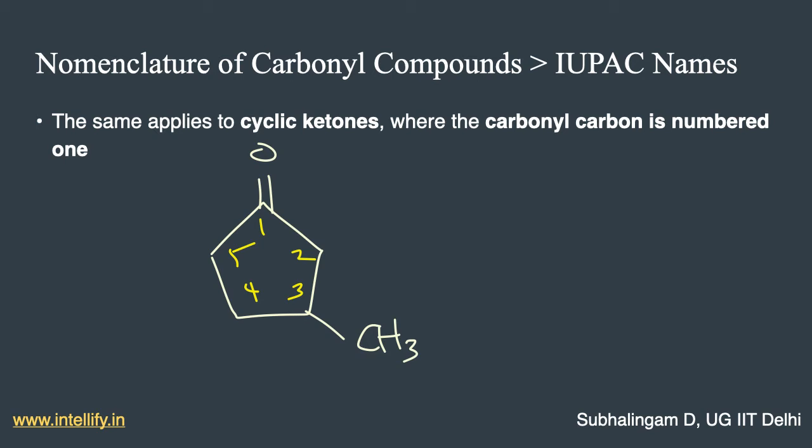If we go from the left, then the methyl group will get number 4. This we have seen in IUPAC naming in class 11 itself. So this compound is called 3-methyl cyclopentanone, as the methyl group is attached to the third carbon of the pentane ring, the cyclopentane ring.